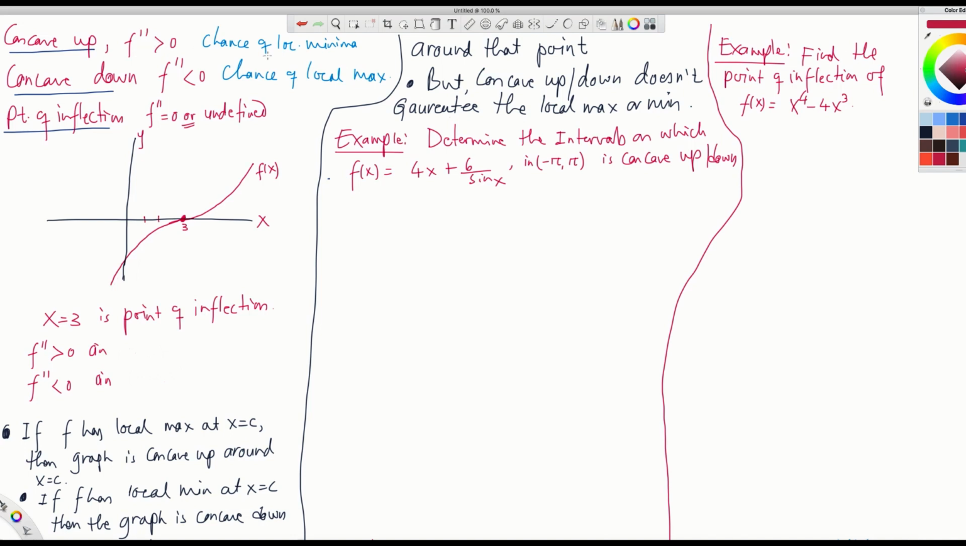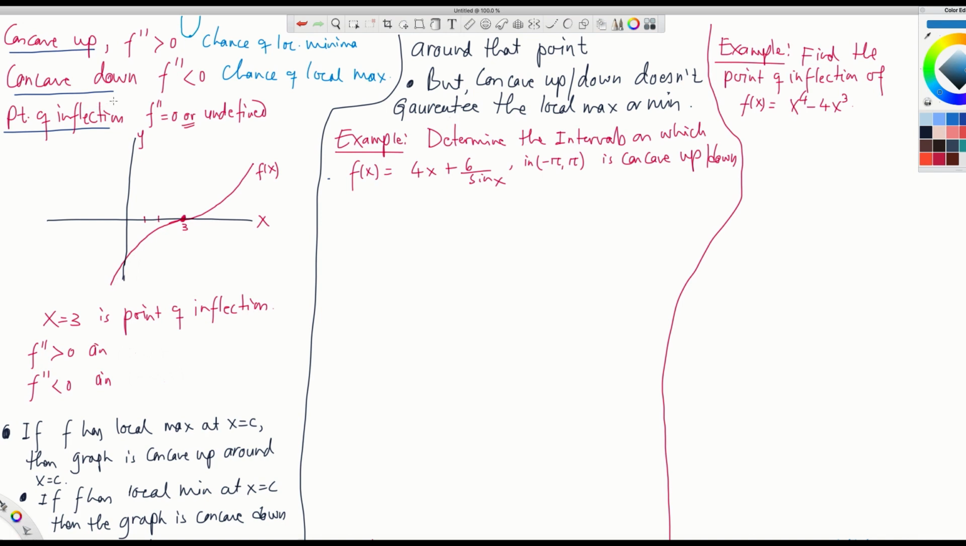In that case, there is a chance of local minima. When it is concave upward, there is a chance of local minima, right? Because the graph will look like this. There is a chance of local minima, but it is not guaranteed that local minima always exist. I will show you an example later.